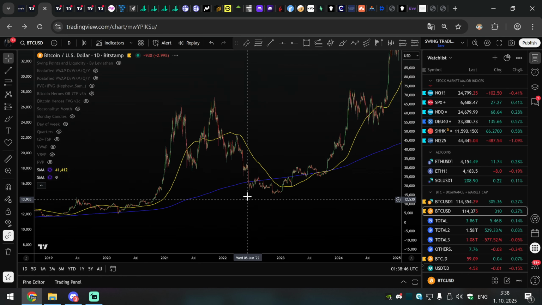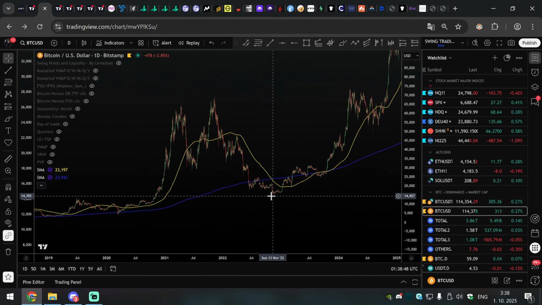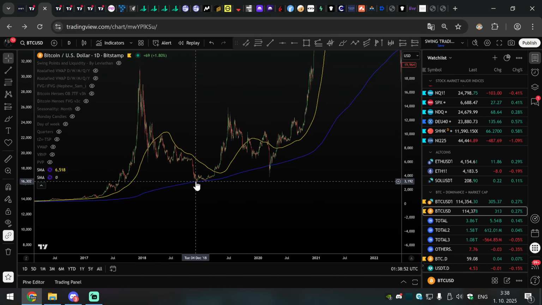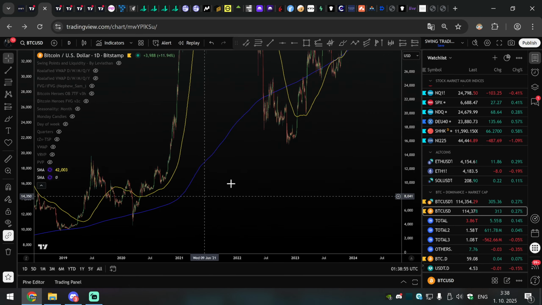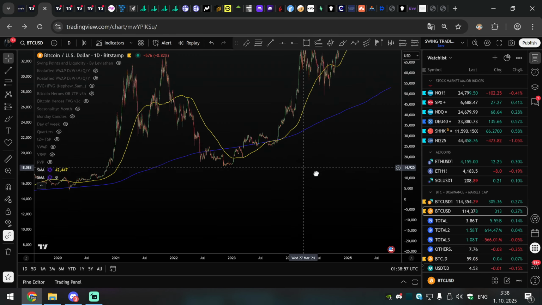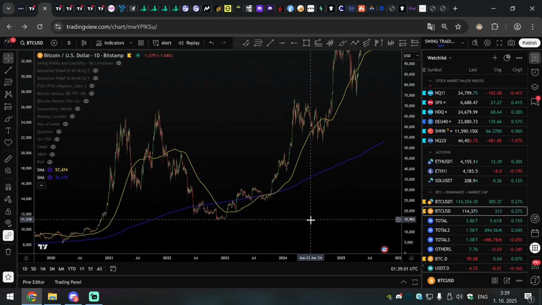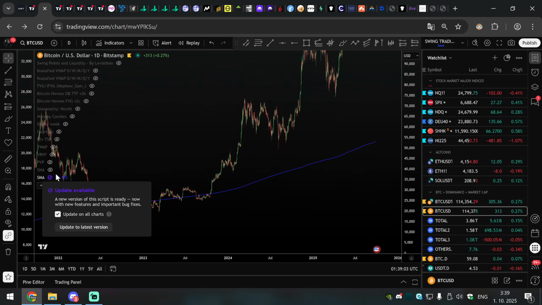Even if we lost it briefly, it was still acting as a big support. Even in the Corona drop, look here. In the bear market it held. You just played it by the statistic. Each time it was very strong support. After the reclaim, we started the bull market, so they are important.